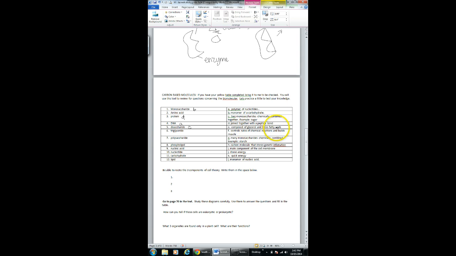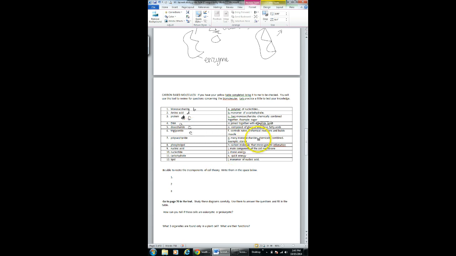Composed of glycerol and 3 fatty acids, that is a triglyceride. That's E. Controls rates of chemical reactions and builds muscle, that is protein. So this one, joined together with peptide bonds, is supposed to be amino acids. I even said amino acids, but then I wrote protein. Sorry about that. So this one's going to be F, so it should be B, D, F, A, C, E.